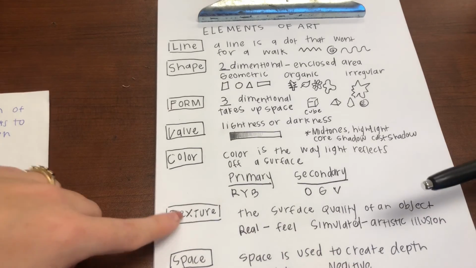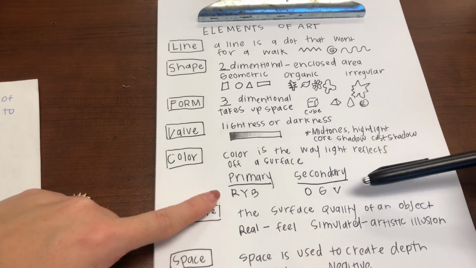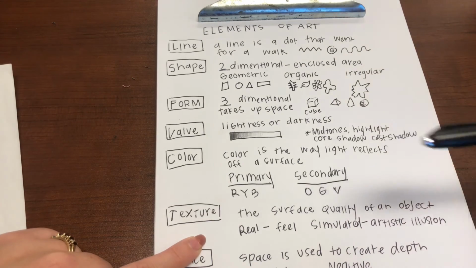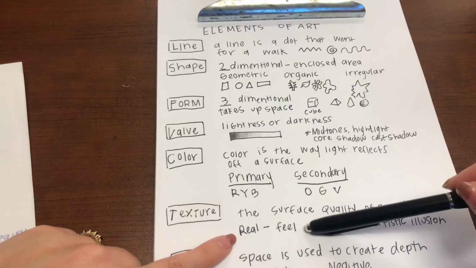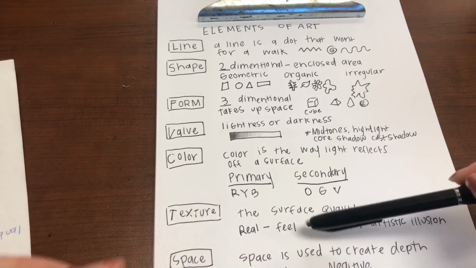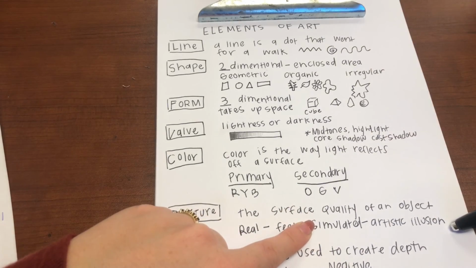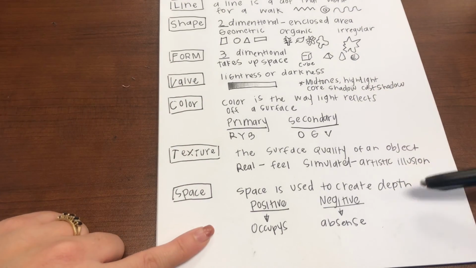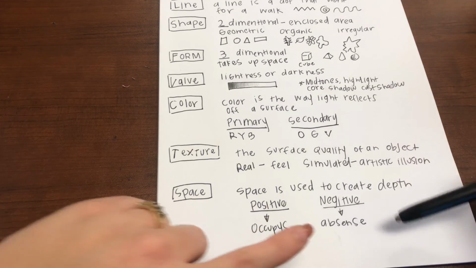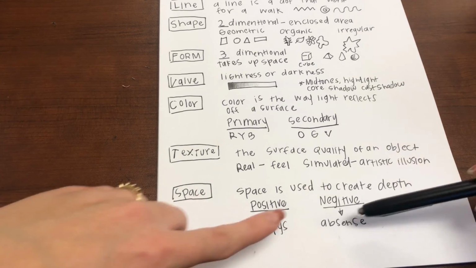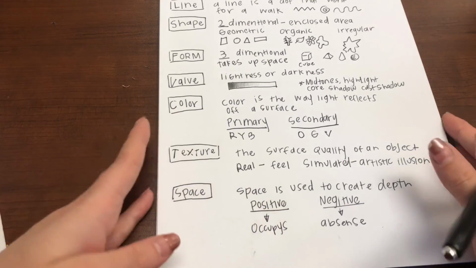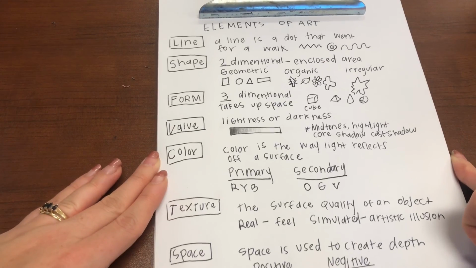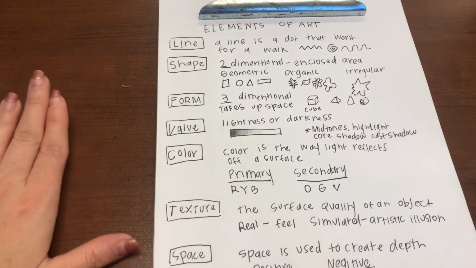You also have your tertiary colors, but I'm only requiring you to know your primary and secondary. Then you have texture, which is the surface quality of an object. You could have real texture where you could physically feel it, or simulated where it's artistic illusion. And then you have space. Space is used to create depth, so you have positive space and negative space. Remember, positive occupies, negative is absent. There you go. Study this up, write all of this down, and make sure that you have all of this memorized for our upcoming test.